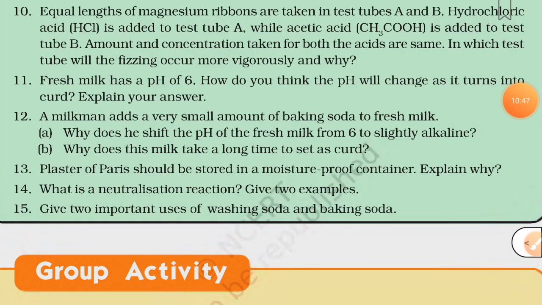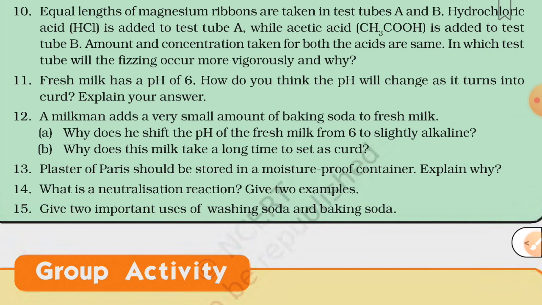Now, a milkman adds a very small amount of baking soda to fresh milk. Why does he shift the pH of fresh milk from 6 to slightly alkaline? Why does this milk take longer to set as curd? So you have heard that question. Now look, students, an alkaline medium does not allow milk to turn sour easily. To turn sour means to convert into curd.